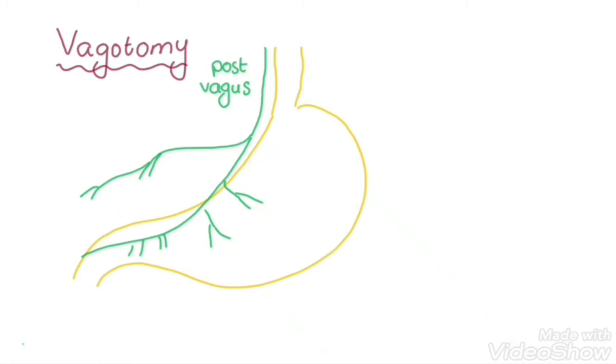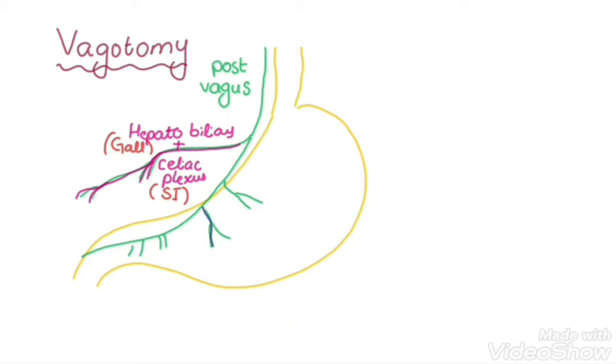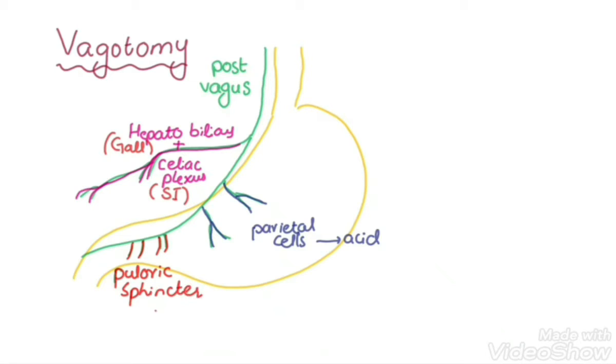There are 2 vagus nerves, posterior and anterior. Both are transected in vagotomy, but for simplicity, we'll consider the posterior vagus nerve here. It gives off hepatobiliary branches to the liver and gallbladder and then branches to the celiac plexus. When it moves down, it supplies the parietal cells that produce gastric acid, and at the end, it supplies the pyloric sphincter. It helps open the pyloric sphincter and helps in food efflux.